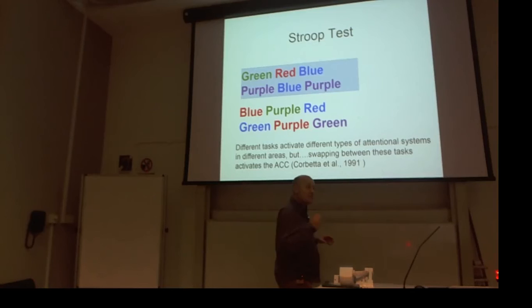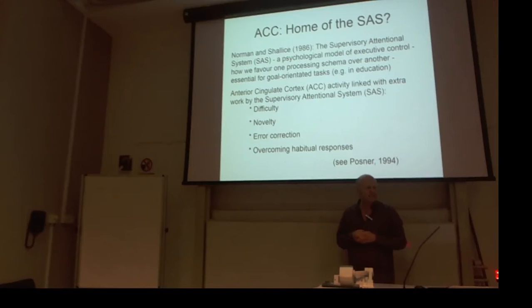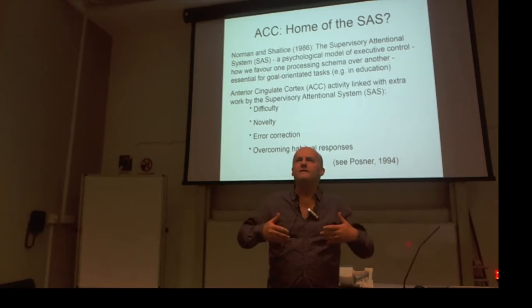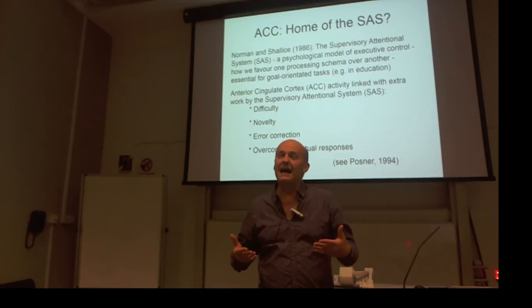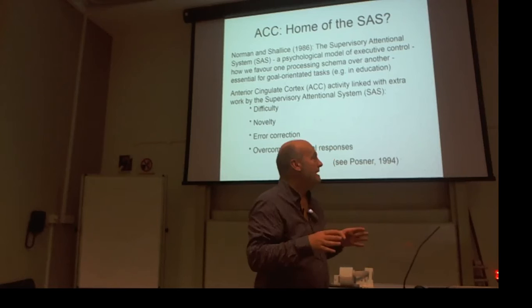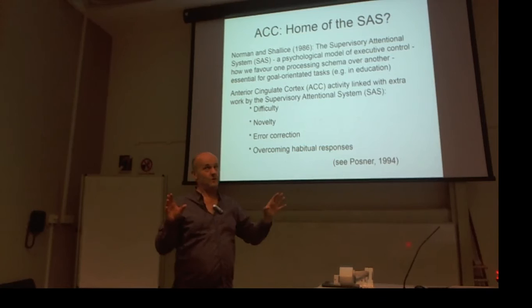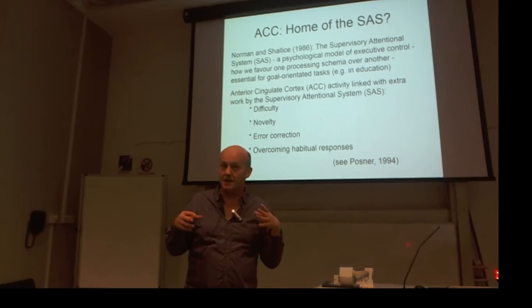And we see the anterior cingulate activating greatly. In fact, it's been suggested that the anterior cingulate may be the home of this supervisory attentional system. In other words, the part of your brain that's deciding what you're going to attend to. Because it doesn't just activate for the Stroop test, it activates for anything which is difficult. So we see the anterior cingulate activating a lot during MRI experiments where we're challenging people.